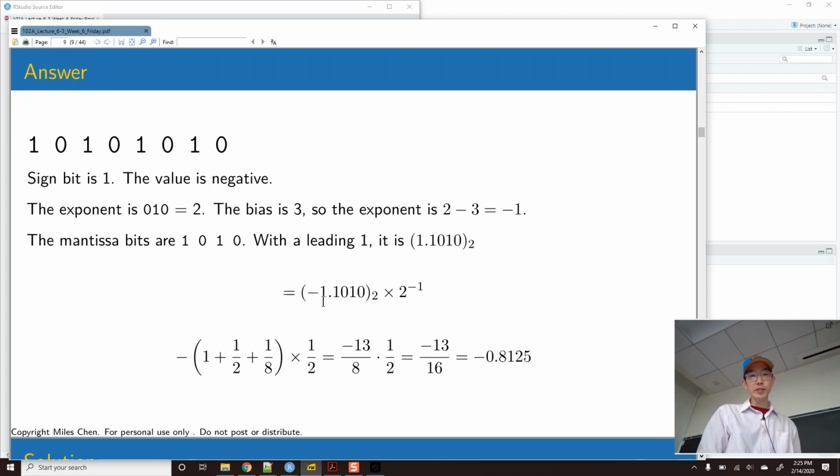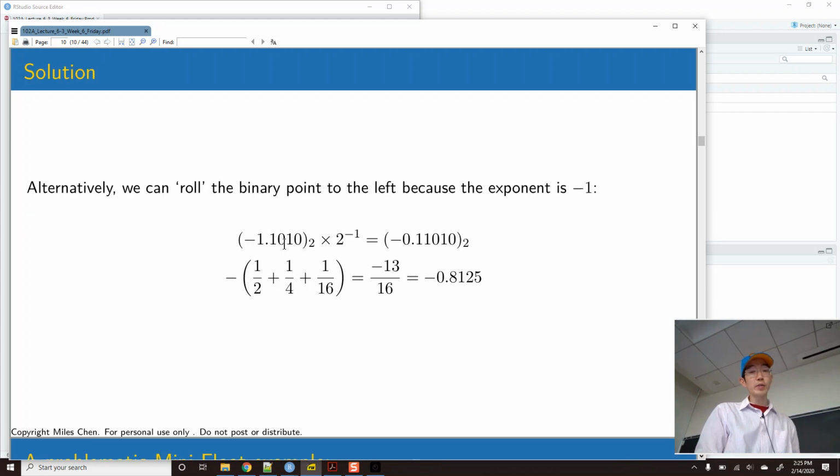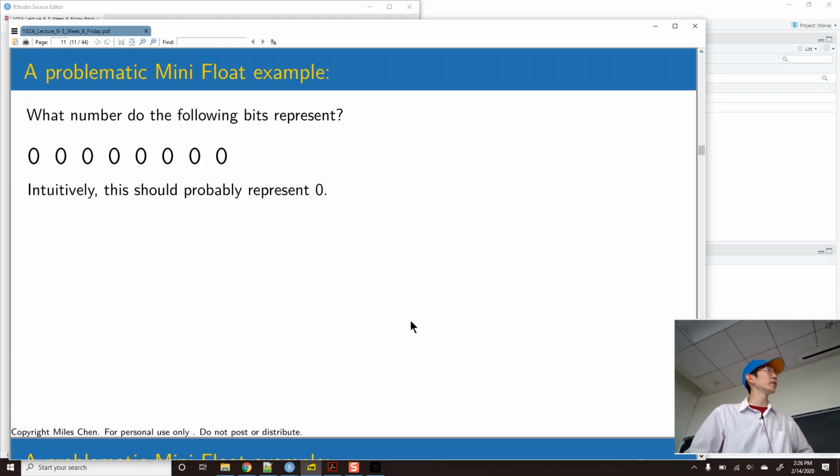Another way we could have done this. So here I converted all of this to 1 plus 1/2 plus 1/8, and I multiplied that by 1/2. Another way I could have done this is I said, well, this is 2 to the negative 1, and I could roll that binary point forward, just like in scientific notation, you can roll it to the left or to the right based on it being positive or negative. And then we have 1/2, 1/4, and 1/16, and that adds up to the exact same value. Okay, so both ways to do it.